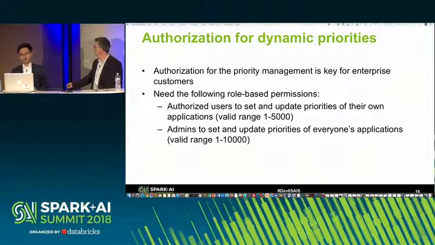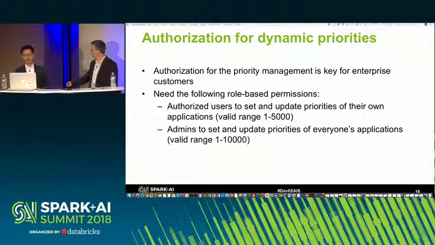OK, so the next 2 slides, I'm going to cover key concepts for enterprise customers. So the first one is authorization. And I think we need at least the following role-based permissions. First one, for authorized users to set and update priorities of their own applications with the valid range from 1 to 5,000. And then the second one for admins to set and update priorities of everyone's applications. And the valid range is, of course, the full range from 1 to 10,000.